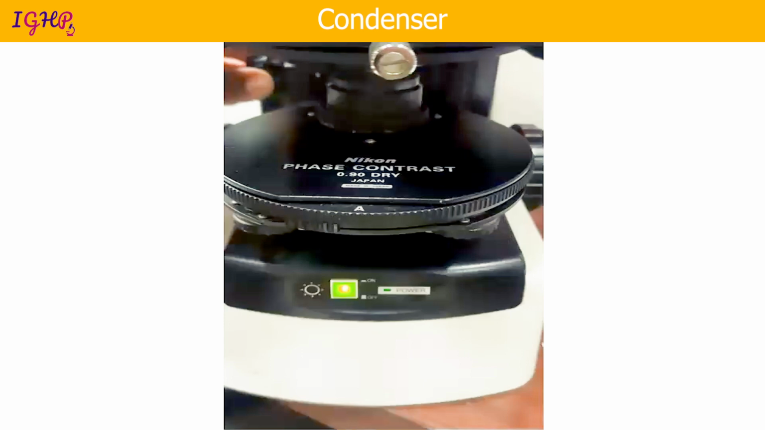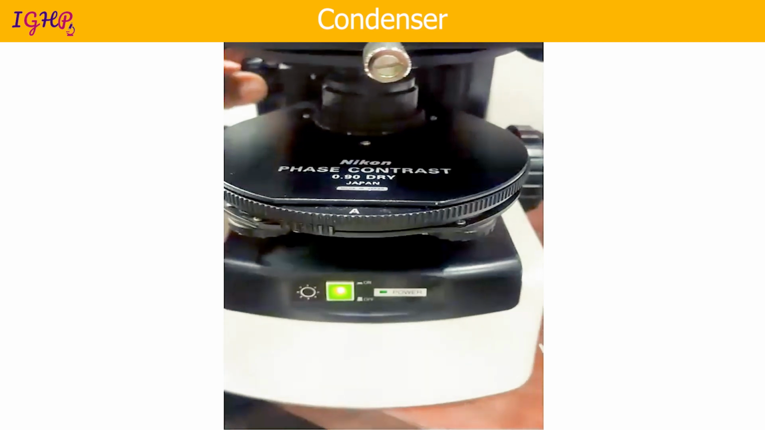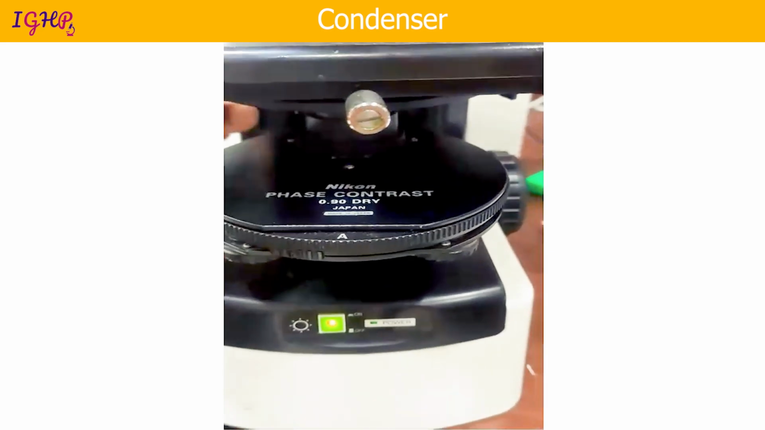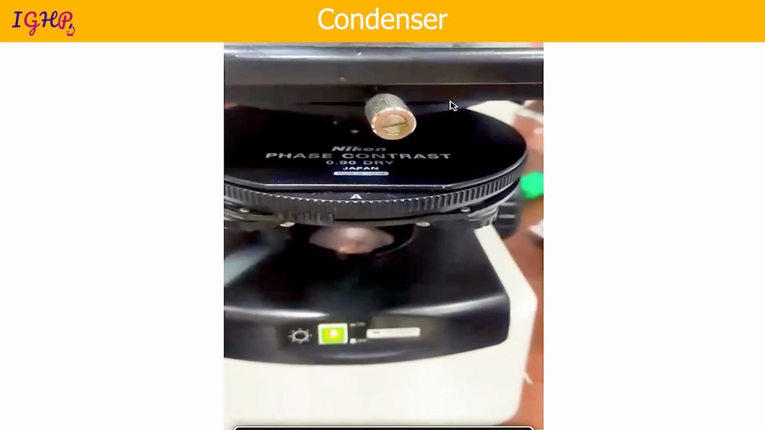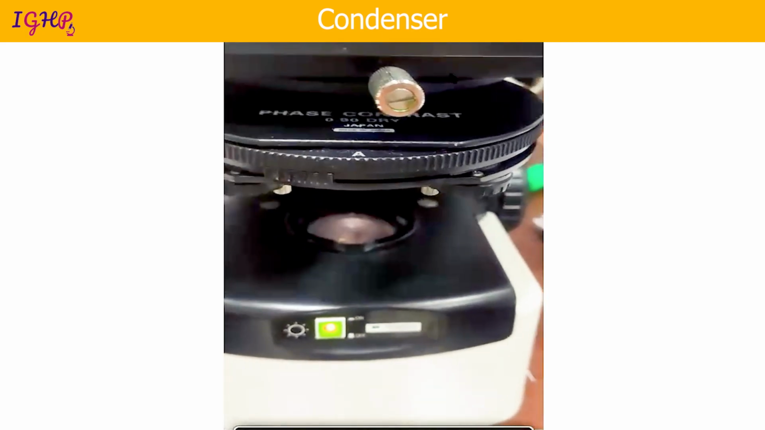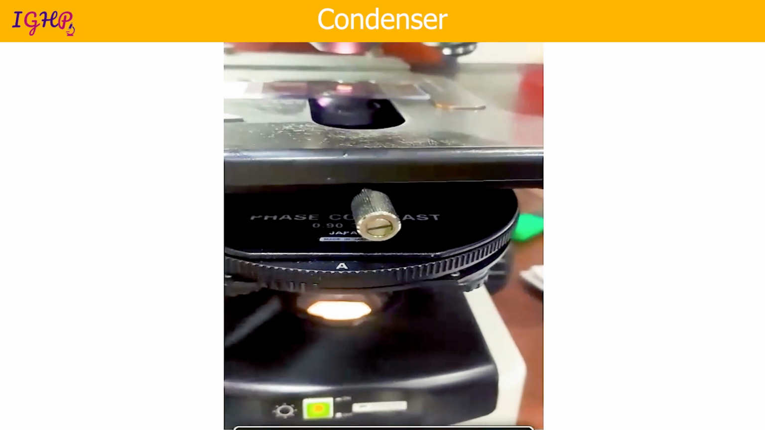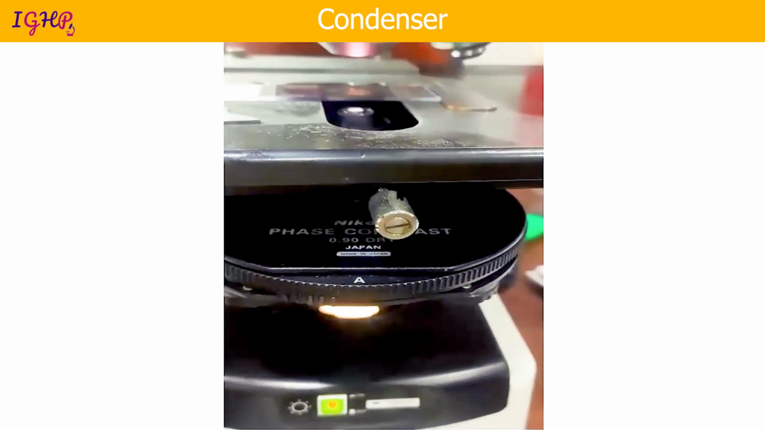Then we have the condenser. The condenser is below the stage, and this condenser can be moved up and down, and you can adjust the slide focusing with the help of the condenser. Normally for all stained slides the condenser should be up, and then you can have a good contrast of the slide, but for all unstained sections the condenser should be down.